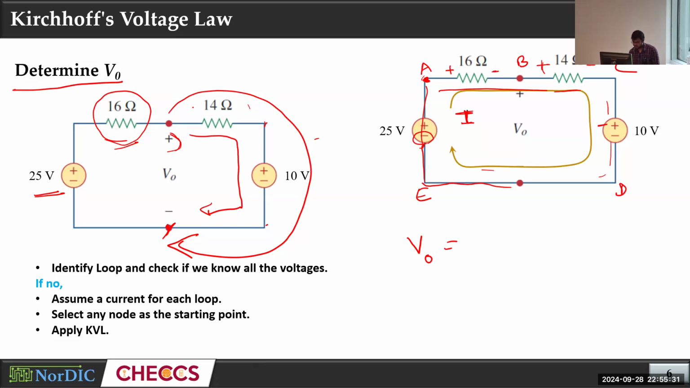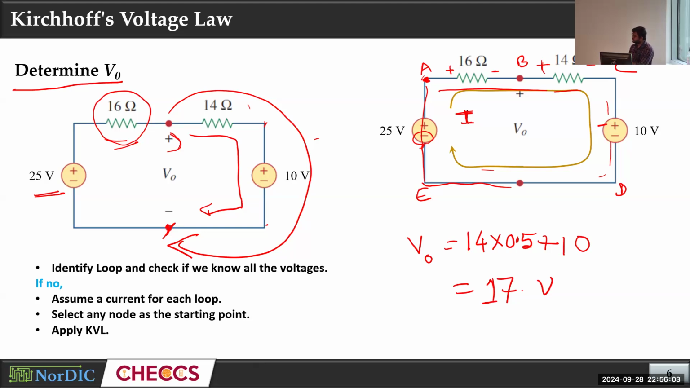So for the 14 ohm, what will we get? We will get the voltage of the 14 ohm as 14 times the current. What was the current? 0.5. Plus, in the direction we are going, we enter 10 at positive first, so that will be plus 10. That will be the value of V0. So if you calculate, it will be 74. Is that correct?